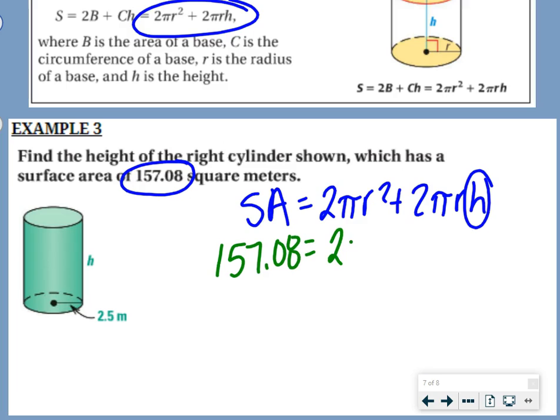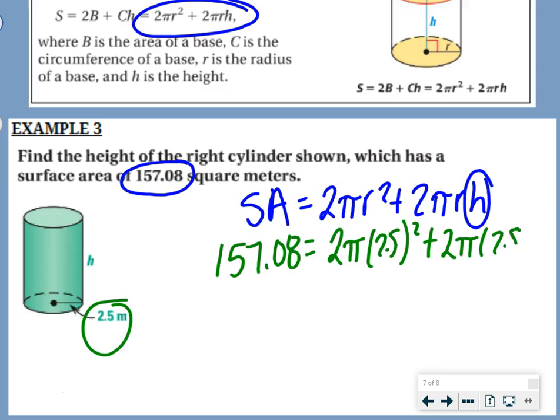157.08 is equal to 2 pi r. R we know is this, 2.5 meters. So 2.5 squared plus 2 pi times 2.5 times h. And we just have to solve this for h. So first off, we can evaluate this chunk right here, and we can determine that that is 39.25.